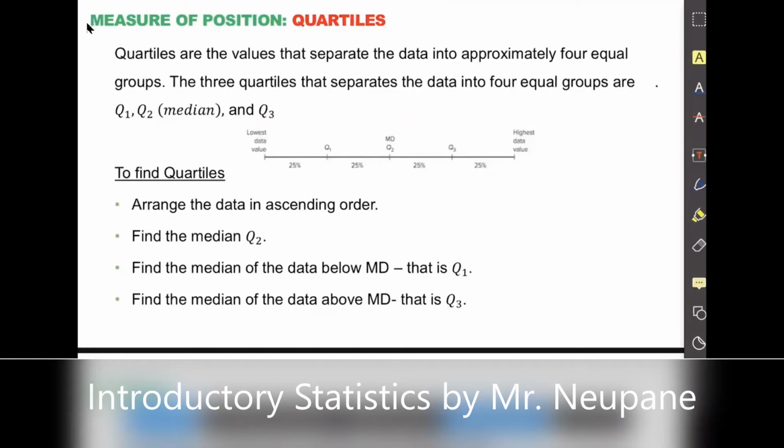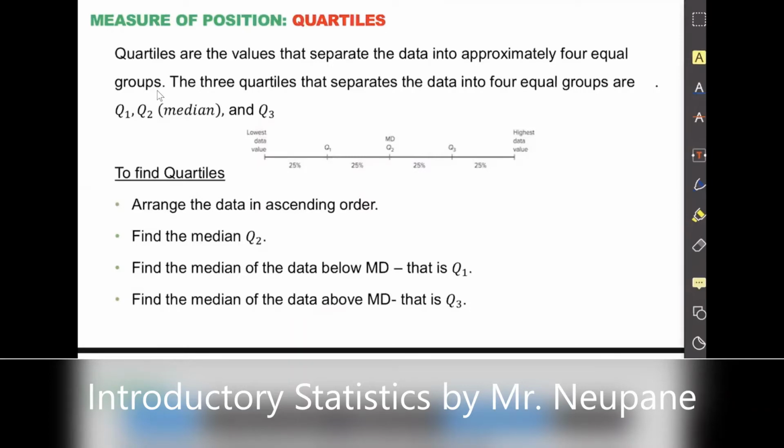Welcome back. So today we are going to work on measures of position, and the first measure of position that we are working on today is called quartiles. Quartiles are the values that separate the data into approximately 4 equal groups.